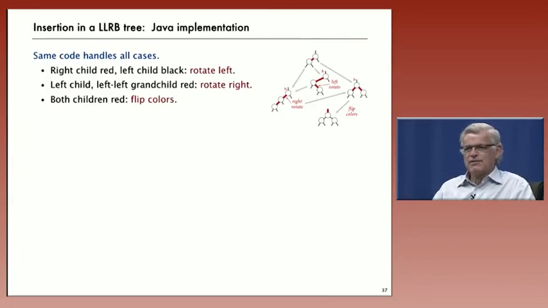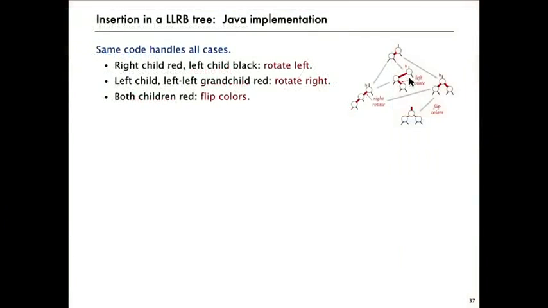And the key to understanding this code is to realize that the same code handles all of the cases. The way that it works is we're always reducing one case to another. We get this most complicated case. We did a left rotate on the bottom node, and that transformed it to this case where they're both leaning left. And then we did a right rotate on the top node, and that transformed to the case where our temporary 4-node is balanced, and then we flip colors on that.